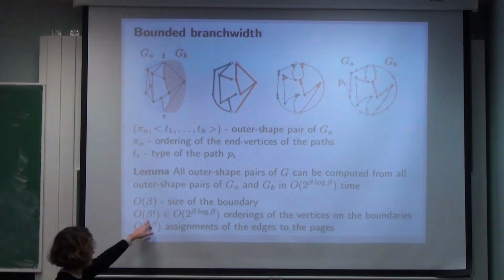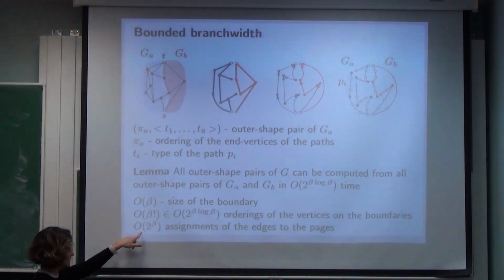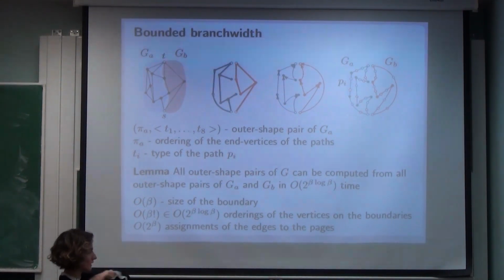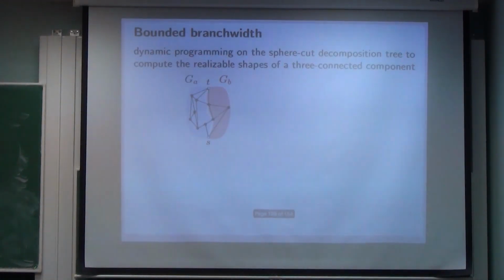Yeah, so here we have beta factorial orderings of the vertices, and 2 to the beta assignments of the edges to the pages. This more or less makes up the time complexity of this decision. So this is only for a single step of composition. Now you can imagine you can do dynamic programming on this sphere-cut decomposition tree, by storing this information and promoting it up and up.